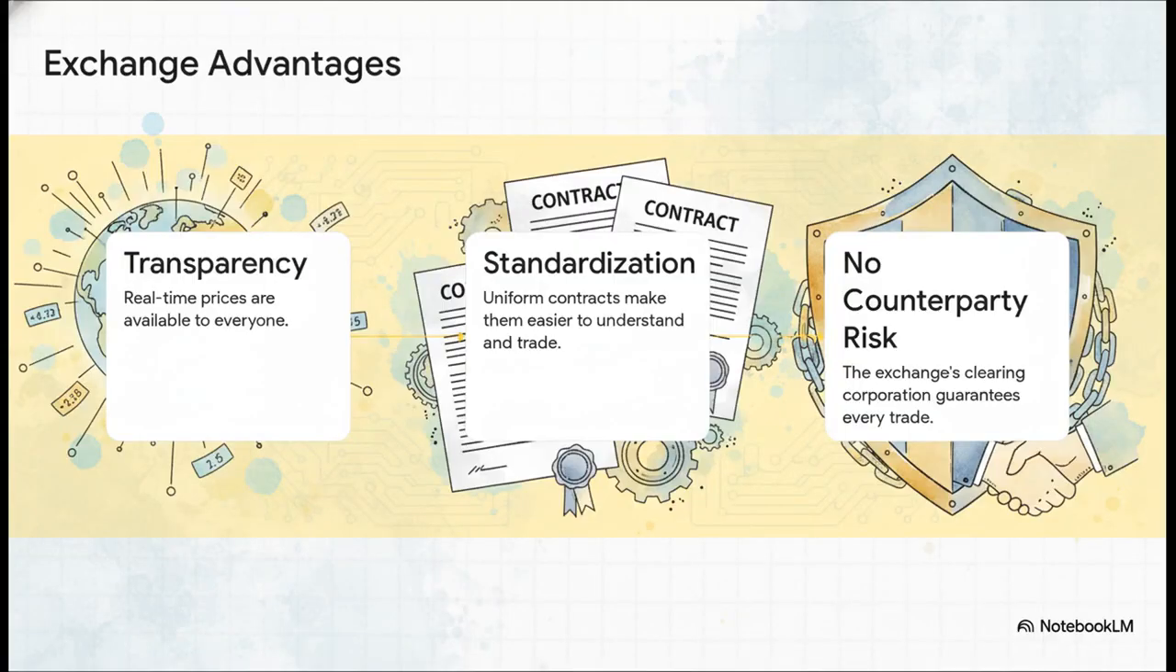Trading on an exchange gives you 3 huge wins. First, transparency. Everybody sees the same prices at the same time. Second, standardization. The contracts are all the same, which makes them super easy to trade. And third, and this one is massive, there's no counterparty risk. You don't have to worry about the other guy not paying up because the exchange's clearinghouse guarantees every single trade.